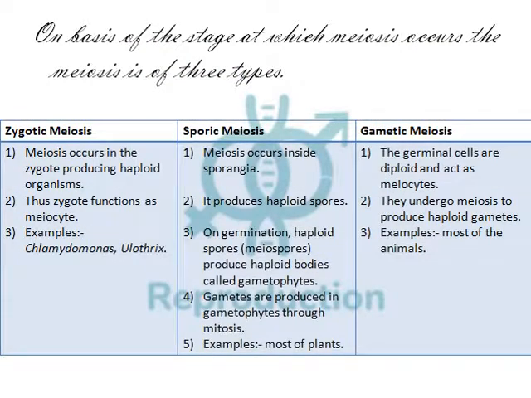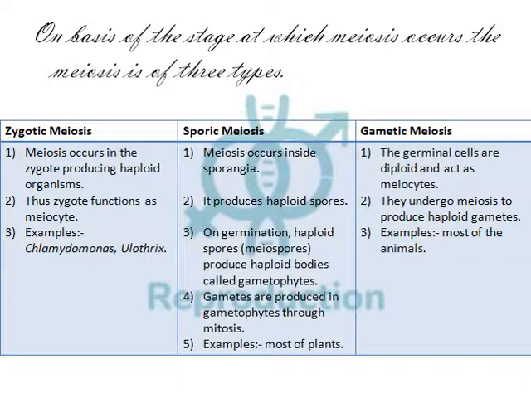Now as I said earlier, meiocytes are the cells which produce gametes. On the basis of the stage at which meiosis occurs, we can divide meiosis into three categories. Number one is zygotic meiosis. In this, once a zygote is formed, that is the male and female gametes fuse, then meiosis will occur in the zygote. So here the meiocyte is our zygote.